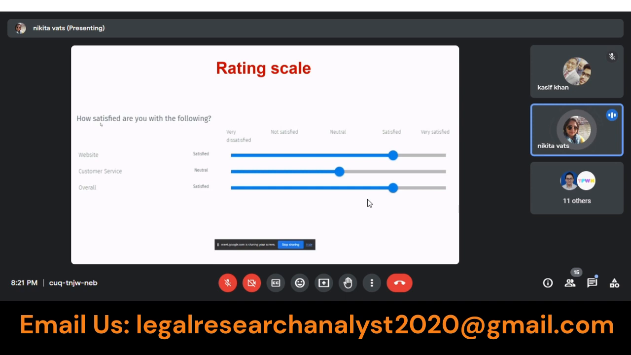So the rating scale is, how satisfied are you with the following? For example, a website. A person is not very satisfied, or a person is satisfied. So a person can choose out of very dissatisfied, not satisfied, neutral. There are a lot of options here. Okay, that is how you can prepare your questions.